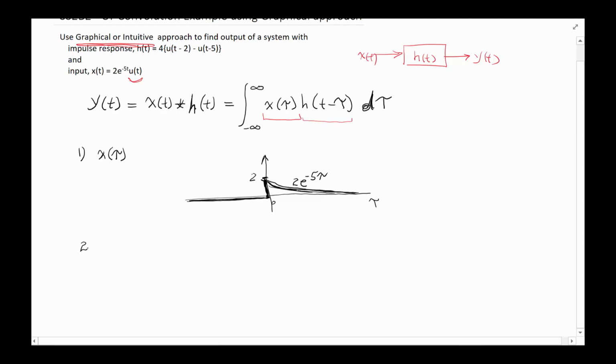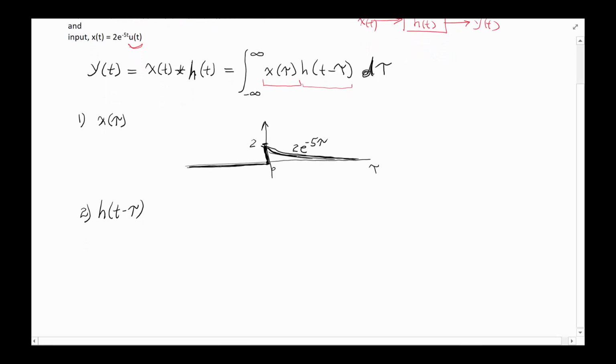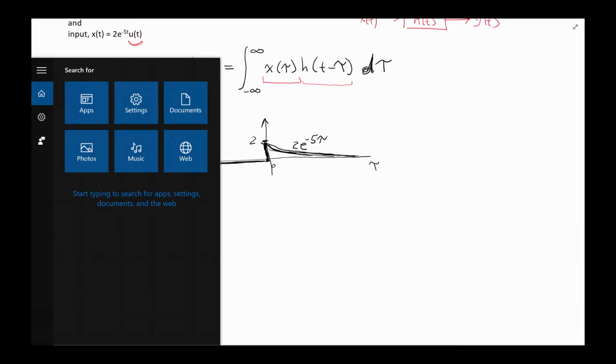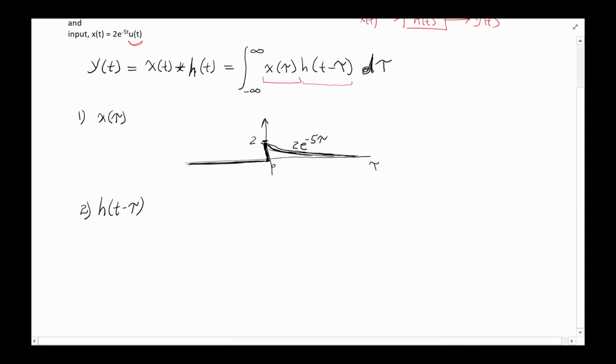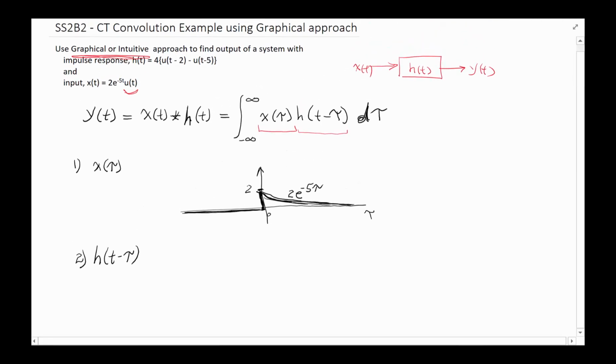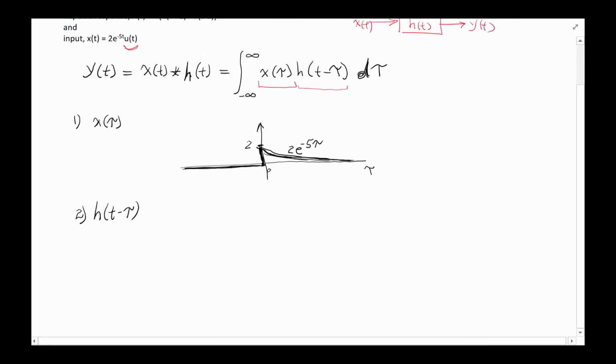The second one we have to plot is h of t minus tau, remembering that we want to integrate for every different value of t over time, but the variable of integration is tau. This is really important to keep remembering. Okay, we are back here, and now we need to do this. We have h of t, so probably the best thing would be to draw, on the side, h of tau, because we eventually want to draw h of tau here. Let's draw it all the way.